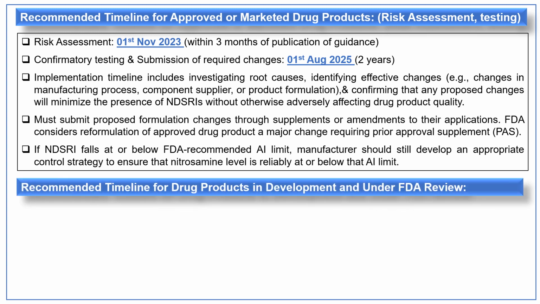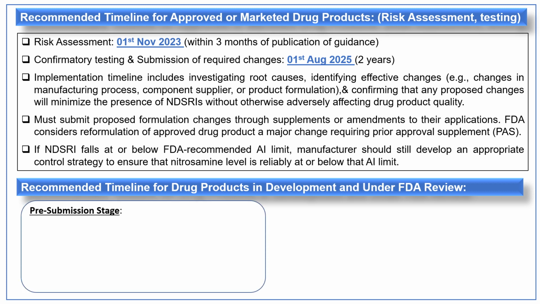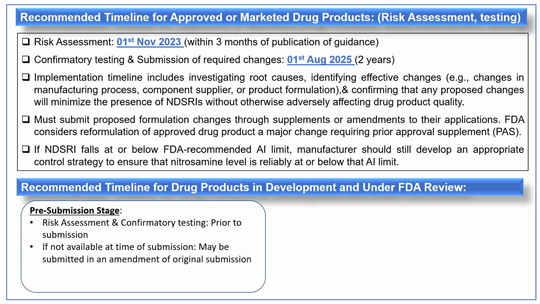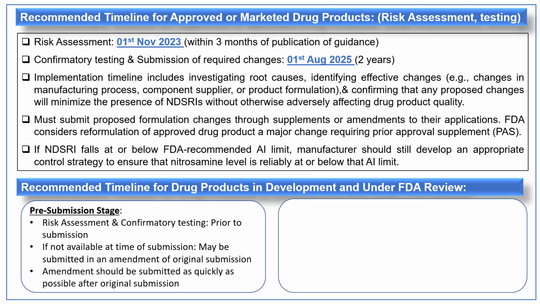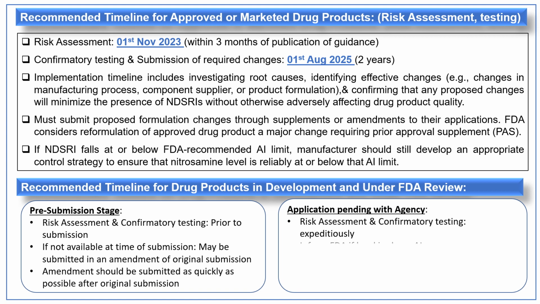Right. So, the recommended timeline for drug products in development or under FDA review. For those at the pre-submission stage, the risk assessment and confirmatory testing have to be done prior to the submission. If it is not available, it may be submitted as an independent amendment to the original submission, and the amendment should be submitted as quickly as possible. For applications pending with the agency, the risk assessment and confirmatory testing have to be done expeditiously, and the FDA should be informed if the level is above the acceptable intake limit.